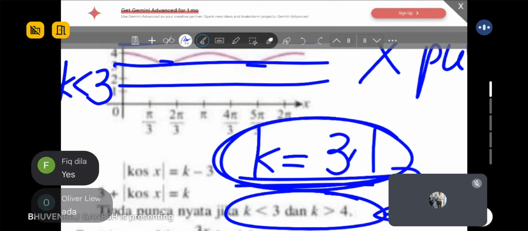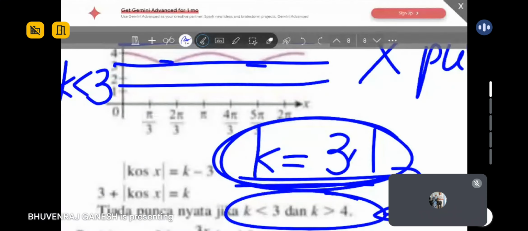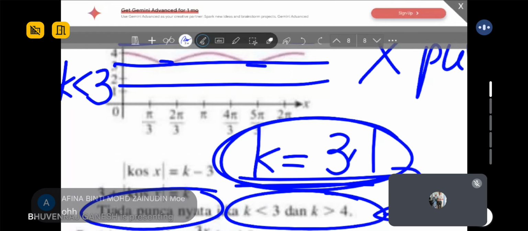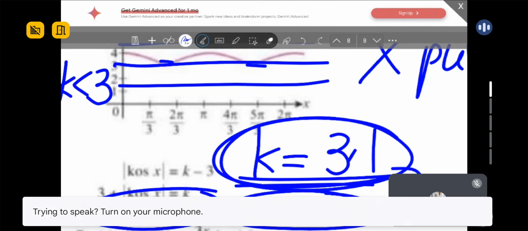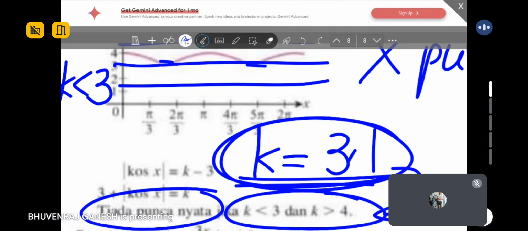Is there a real root? Yes, there is, guys. Because K is less than 3, there is no real root. K less than 3, you don't have a real root. K greater than 4, you don't have a real root. Look at the statement. So it means 3.2 has real roots, 3.3, 4, 5, 6, 7, 8, 9. 3.99 also has a real root. 3.99 also can. That is what it means.